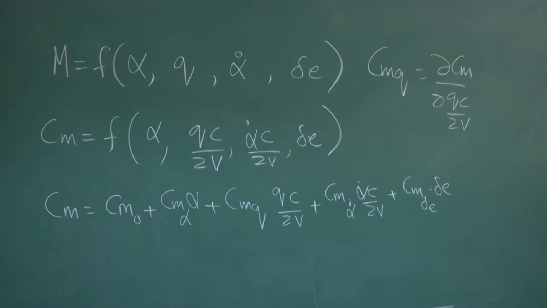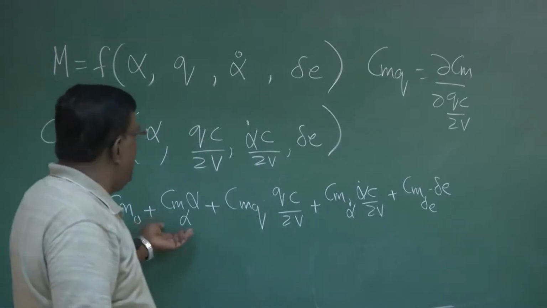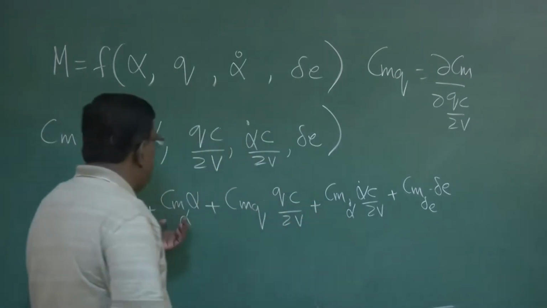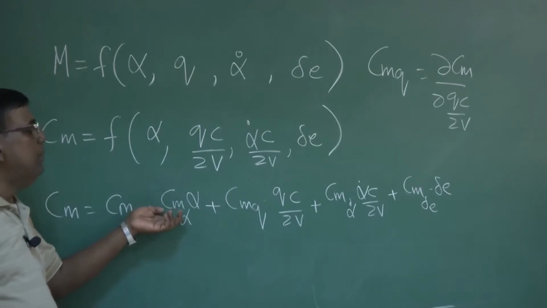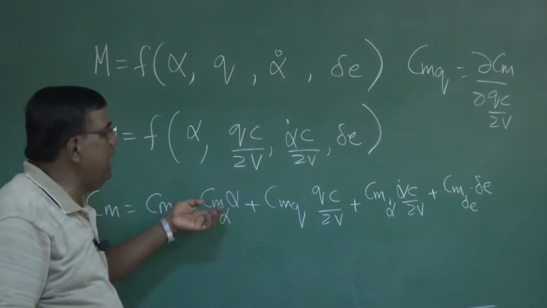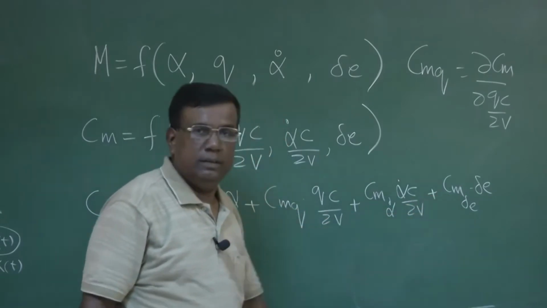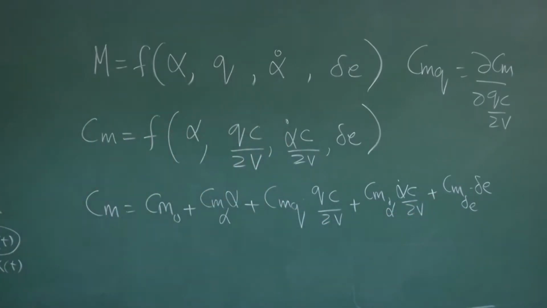Similarly, Cm alpha dot is dCm by d alpha dot c by 2v. Similarly, Cm delta E. These are the partial derivatives. What is the meaning of Cm alpha? It is the change in Cm per unit change in alpha holding other variables constant. So this is a partial derivative.